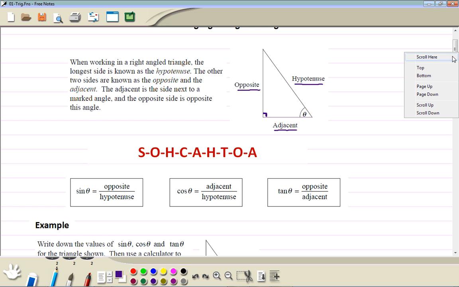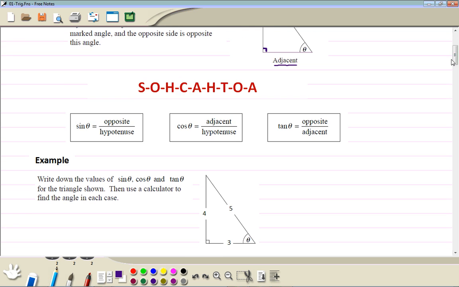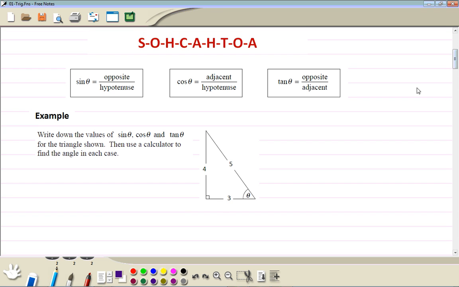Then we look at this word SOHCAHTOA. Now this means sine of the angle is equal to opposite divided by the hypotenuse. And here's the cosine ratio. Cosine is equal to adjacent divided by the hypotenuse. Then TOA means tangent, short for tangent is tan. So tan of the angle is opposite divided by adjacent.